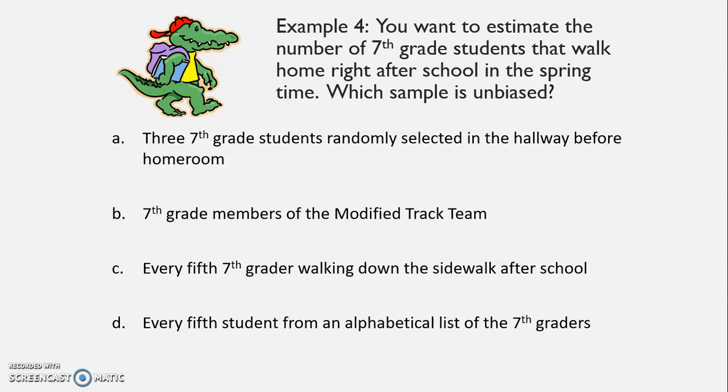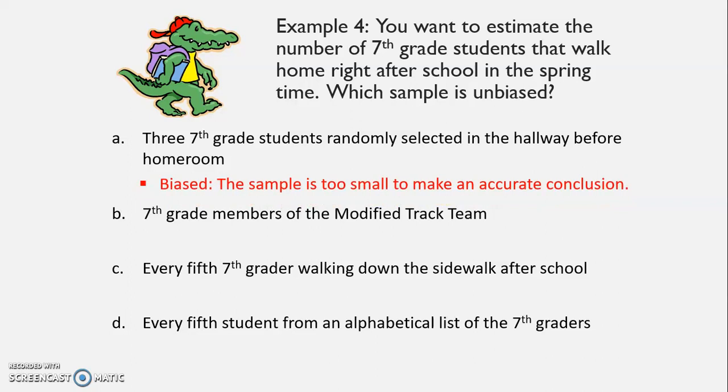Okay, if you said unbiased because you saw the word randomly, read the whole part again. So it only says 3 7th grade students, right? That's not a lot. That's only a couple. Out of the entire 7th grade, you're only surveying 3. So that's biased because the sample is too small. Because remember, to be an unbiased sample, it has to be random and it has to be large enough. Those are 2 very important criteria.